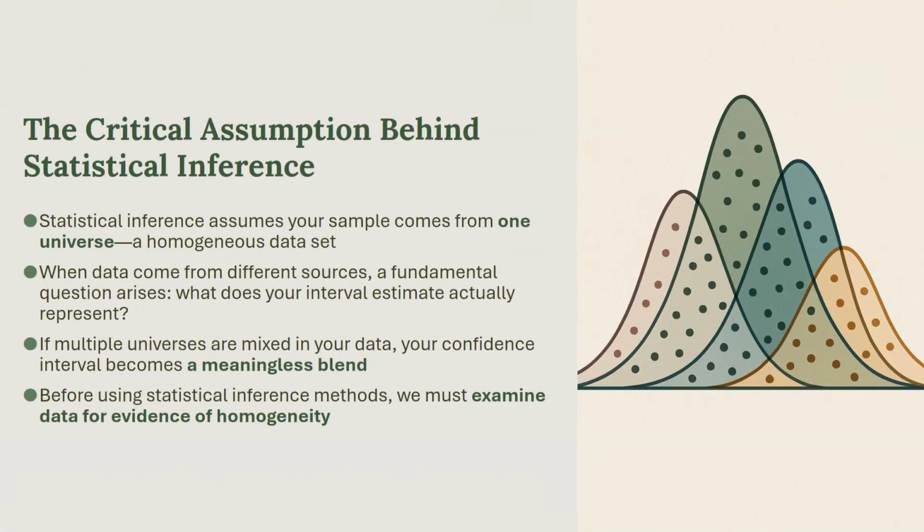Statistical inference assumes your sample comes from one unique dataset. If data come from multiple sources, your interval estimate becomes meaningless. Before using inference methods, we must examine data for evidence of homogeneity.